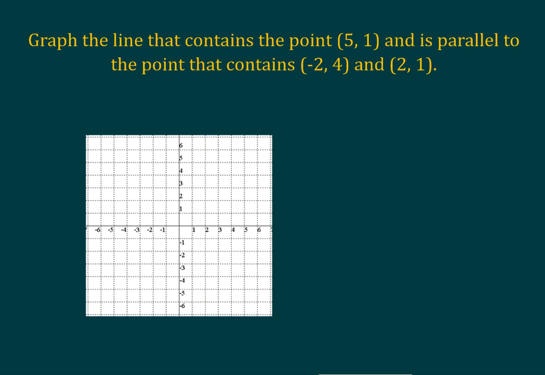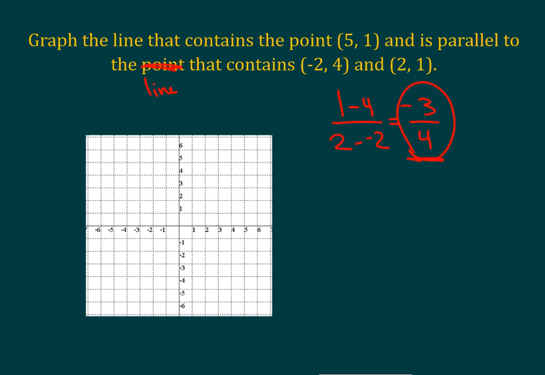Graph the line that contains a point 5, 1 and is parallel to the line that contains negative 2, 4, and 2, 1. I think they meant to say line here. All right, so taking my slope, 1 minus 4 over 2 minus negative 2, that's going to be negative 3 over 4. There's my slope. Now, since it's parallel, parallel means take the slope as is.